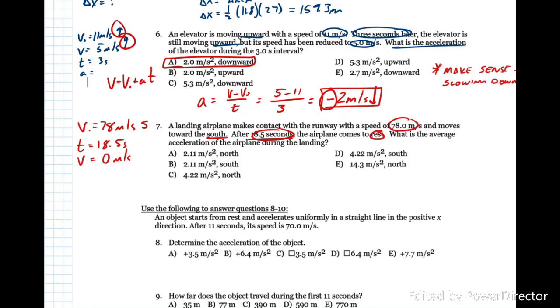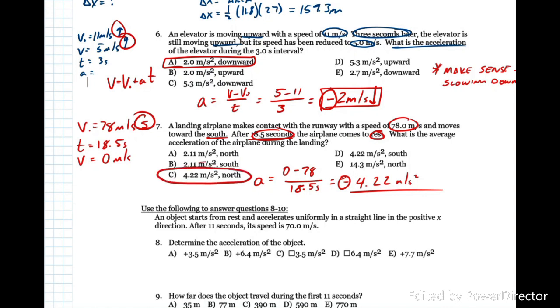That's the exact same thing that we had before. So the acceleration is 0, the final velocity, minus 78 meters per second divided by the time of 18.5 seconds. So my acceleration comes out to be negative 4.22 meters per second squared. A negative sign means we're in the opposite direction of whatever we called positive. We called south positive, so that 4.22 meters per second squared is going to have to be north.